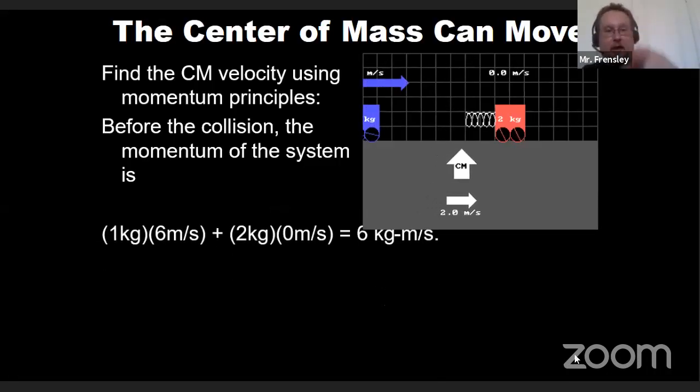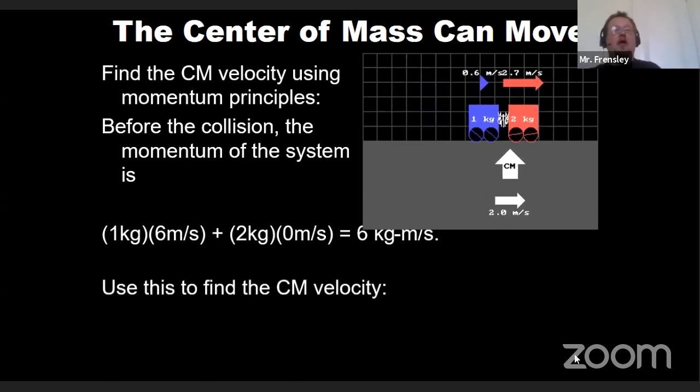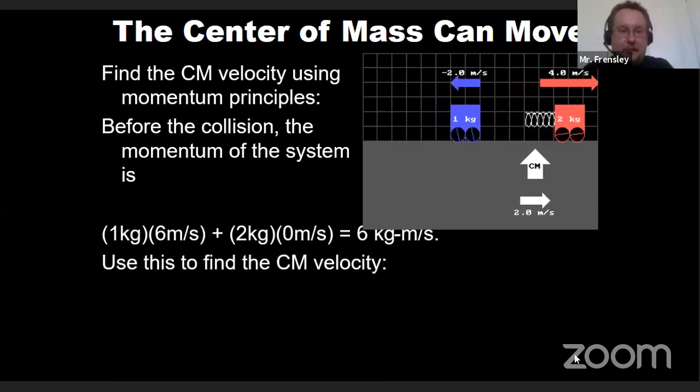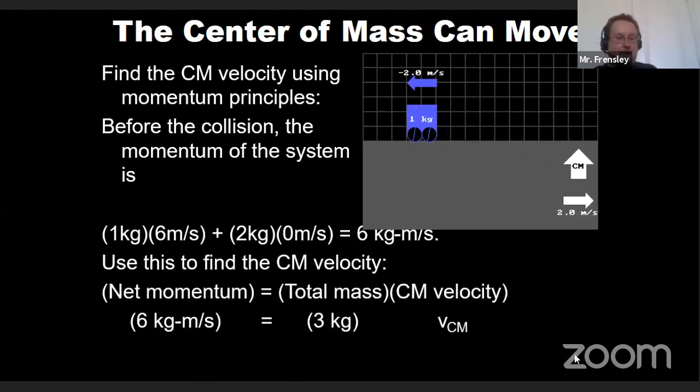Okay, so look right here. The 1 kilogram is going 6 meters per second. The 2 kilograms going 0. So then that's 6 kilogram meters per second worth of momentum. So I'm going to say the net momentum is 6 kilogram meters per second. The total mass of the two carts is 3 kilograms. So the velocity of center mass is 2 meters per second, which is what you saw in the animation.